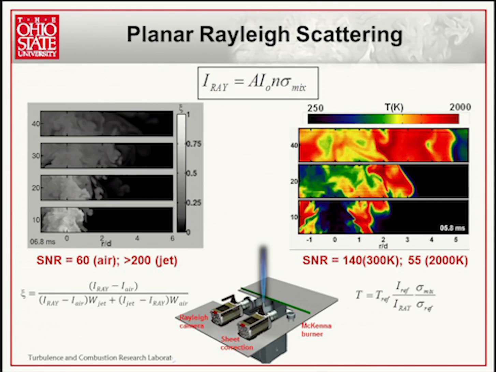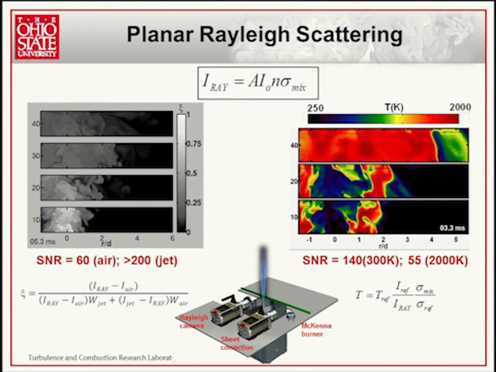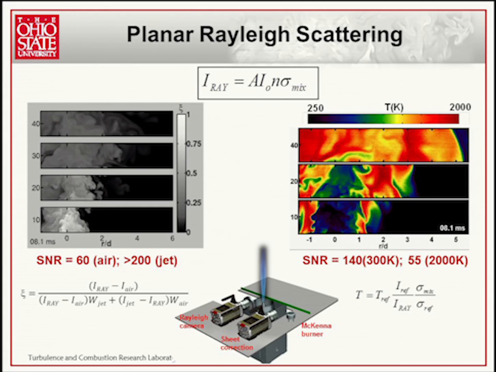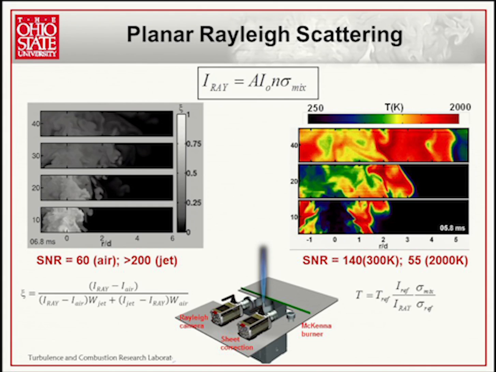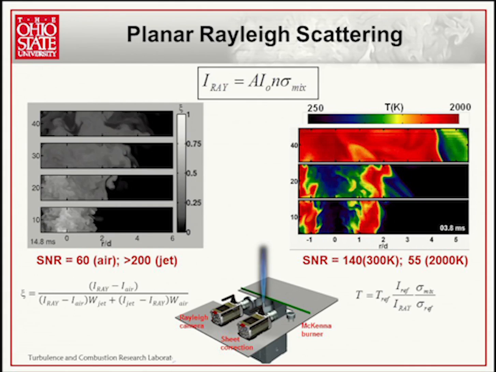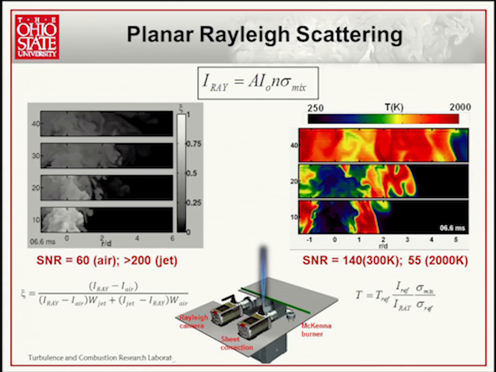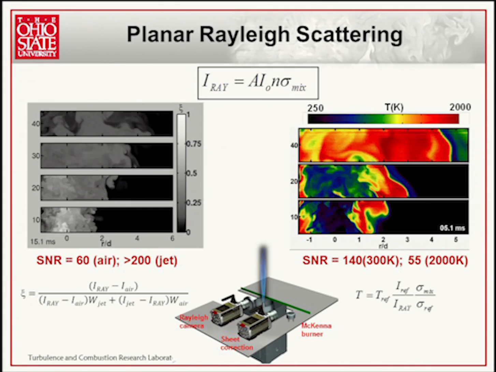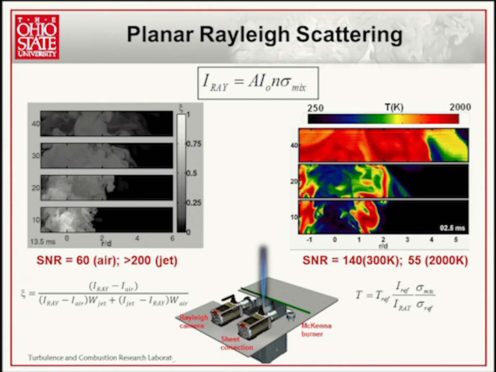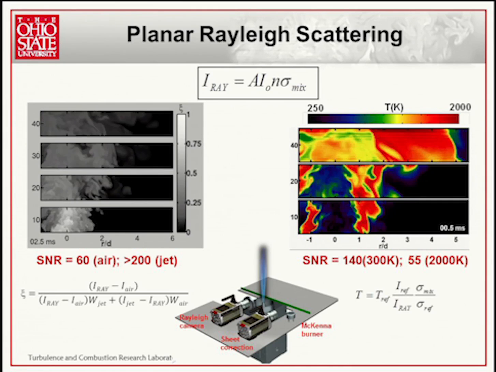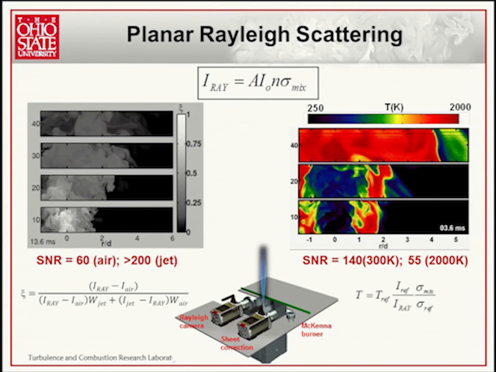I want to talk about is planar Rayleigh scattering. So Rayleigh scattering is fairly simple theoretically. It's just the elastic scattering for small molecules, or again particles that are much smaller than the wavelength of light. It's proportional to a number density and a mixture average cross section. And what we have here on the left is an example from a non-reacting jet, so that we have the mixture fraction. We can measure the mixture fraction from the jet. And from the right, measurements within the DLR flame B, which is a methane hydrogen nitrogen flame where we can get temperature.